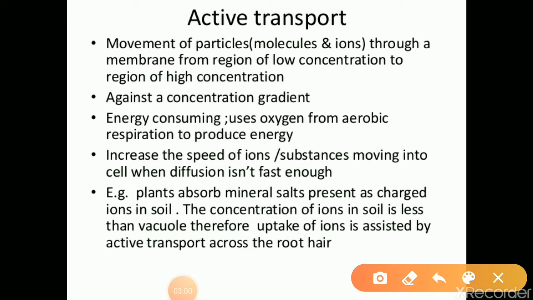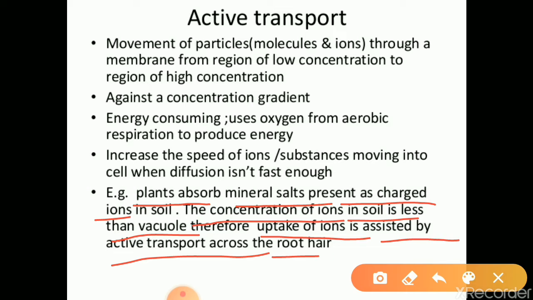An example is a plant absorbing mineral salts present in soil as charged ions. Okay, the concentration of ions in soil is very much less than in the vacuole, therefore uptake of ions is assisted by active transport across the root hair.